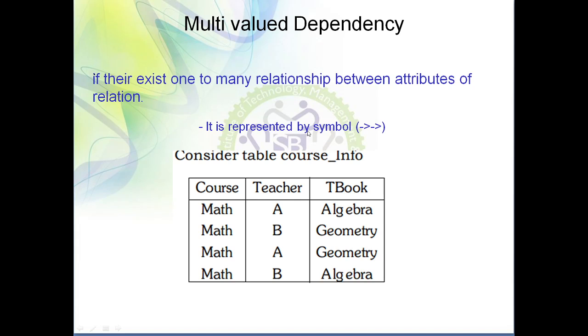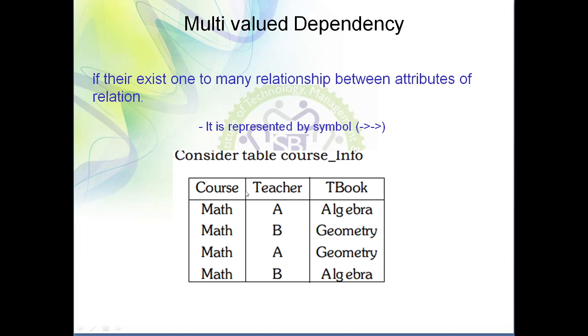And multi-value dependency is represented by a double arrow, because we have seen a single arrow is used to represent functional dependency, but if you want to represent multi-value dependency, it is represented by a double arrow. So we'll take a simple example to illustrate the concept of multi-value dependency. Here I have one table, course information, which has three attributes: course, teacher and textbook. So in this case, can we say there exists multi-value dependency?